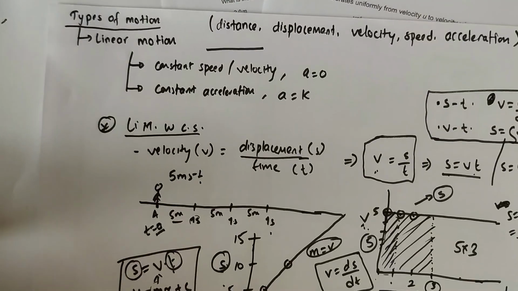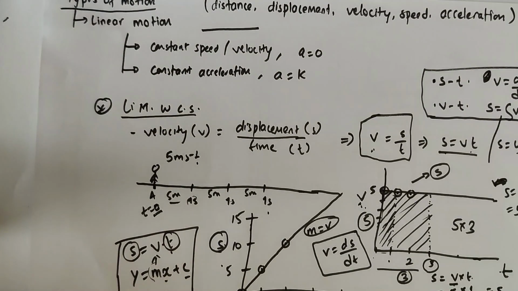Alright, that's it for today. We talked about displacement and velocity in a straight line with constant speed, which means acceleration is 0. And in the next video, we'll talk about a-t graphs as well, where acceleration is non-zero, and we will see the connection between velocity and acceleration and more. And that's the next video.